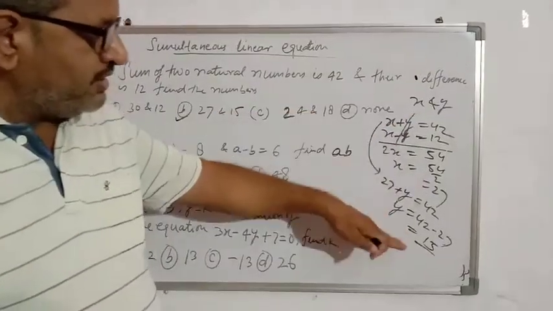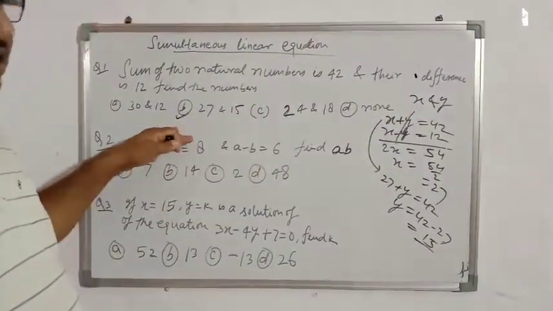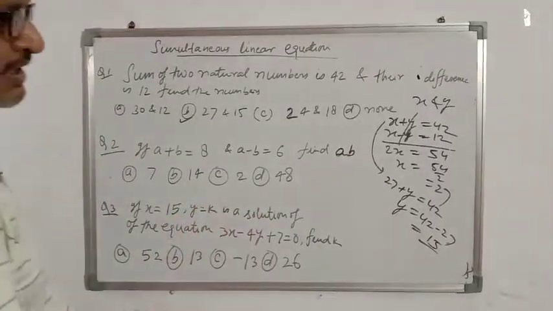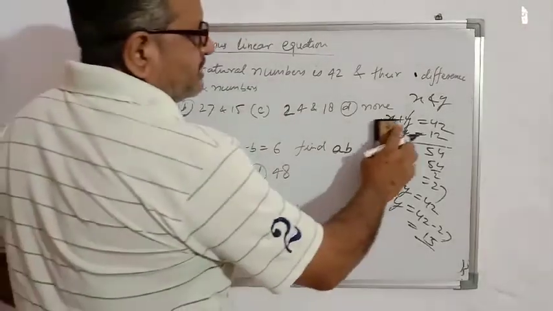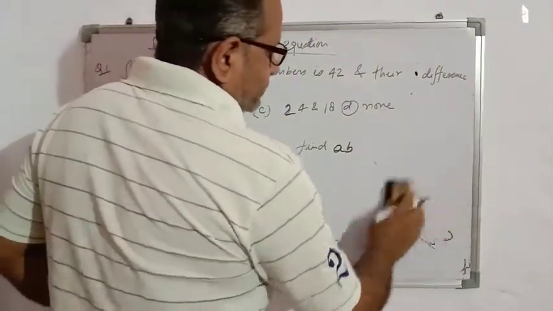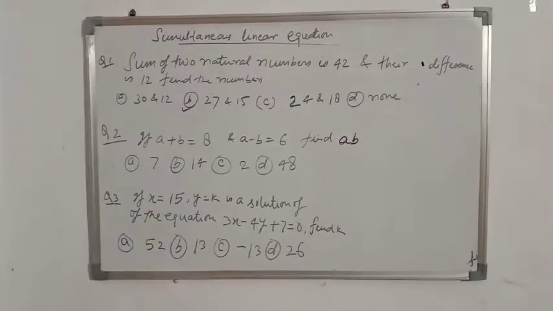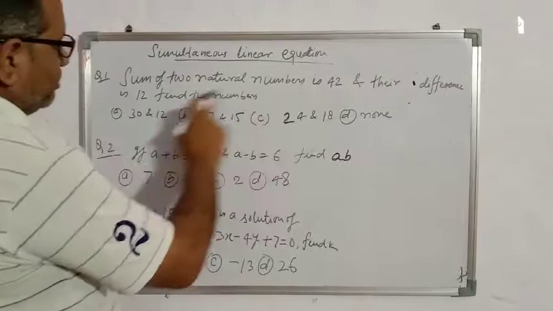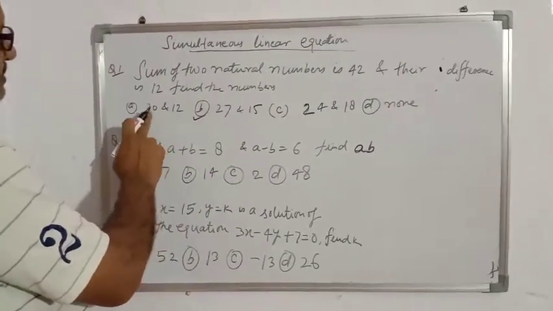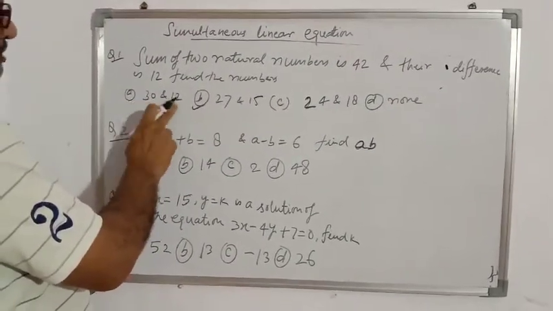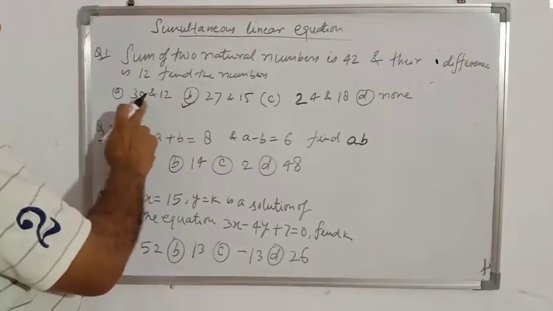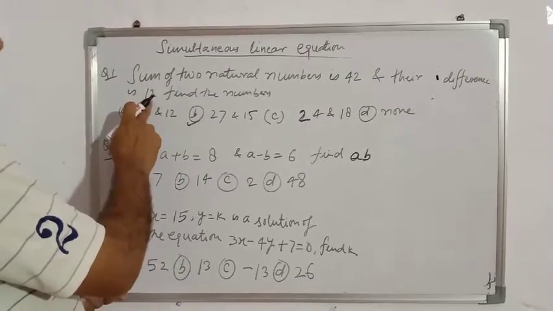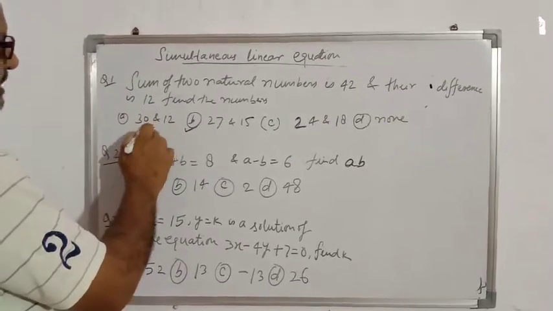But without solving it, you can tell the correct answer with the help of the options. If you solve it, it will take time and time is less. So how will we do it? With the help of the options, you can check it. Sum of two natural numbers 42, difference is 12. So check here. These two natural numbers are given. 30 plus 12 will come 42. But their difference, 30 minus 12, will not come 12, it will come 18. It means it is not correct.